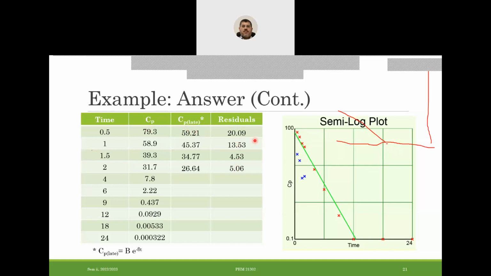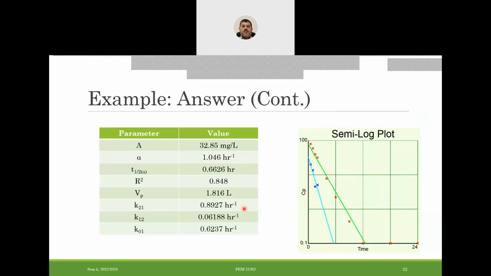Then you plot them. At 0.5 hours, the value should be 20. So at 20, put a point. Then another value at 1 hour, it was 13. I put a point. At 1.5 hours, it was 4.5. I put a point. Then I connect them and extend the line. The intercept will be A. Okay? So this is what I did.